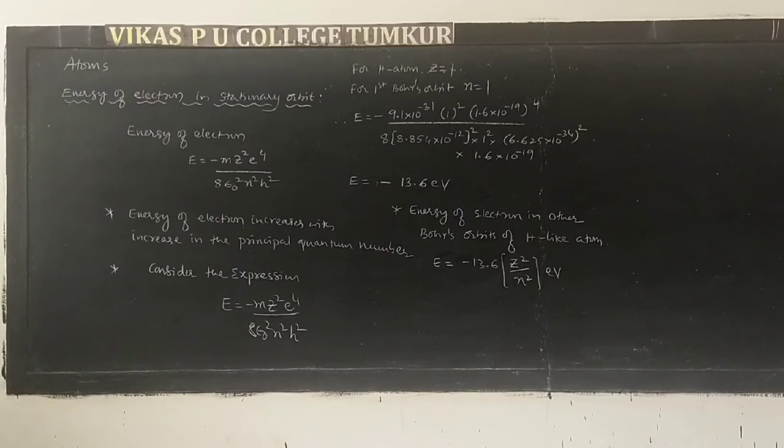So for helium atom, singly ionized, doubly ionized lithium atom, and such atoms, the expression for the energy, minus m Z square e power 4 divided by 8 epsilon naught square n square h square, can be reduced to the form minus 13.6 into Z square by n square. So this is how you will evaluate the energy of the electron in Bohr's orbit of hydrogen and hydrogen-like atoms. These are very, very important constants. You need to memorize these constants.